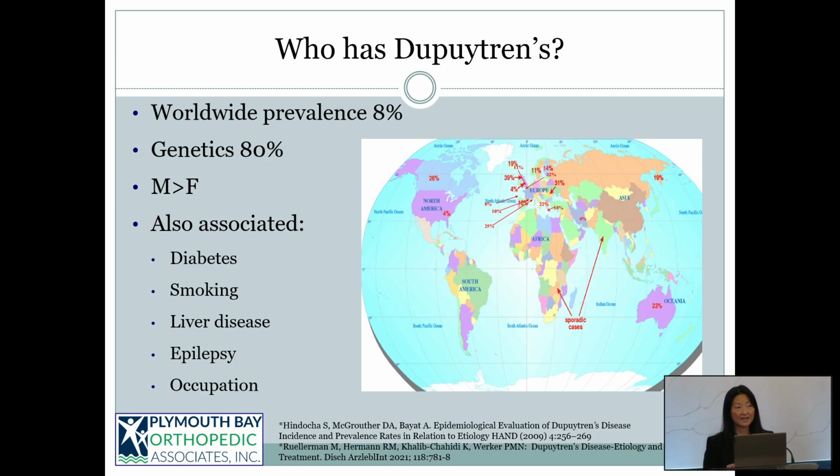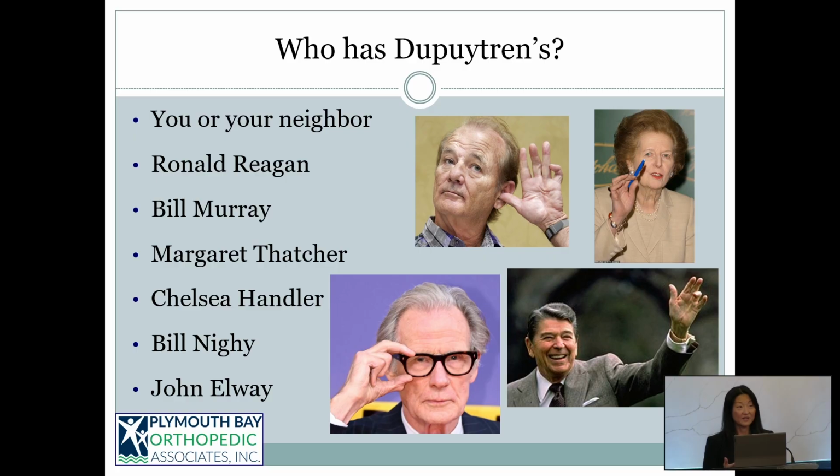There's a big genetic component to it, but it's not a direct thing where if your parents have it, you're definitely going to get it. It's more of a, if you had a big family reunion, someone else has it. Men are more affected than women, and it's also associated with these other listed factors here. So who has Dupuytren's? You do, or your neighbor does. In this area, I see it all the time. So someone that you know here probably has Dupuytren's in their palm.